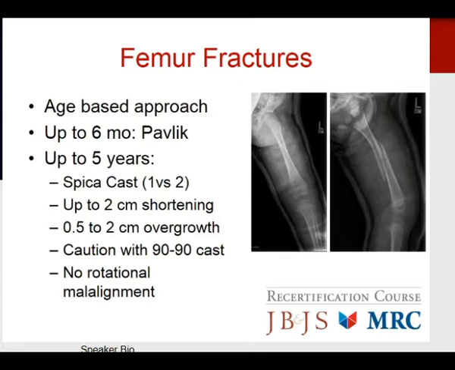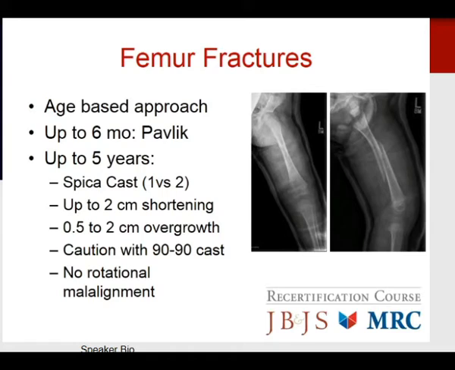Recent studies have shown that the single leg spica cast may be just as effective, but may improve the ability of the parent or the caregiver to take care of the child, with the example of a better ability to place them in a car seat. You can allow up to 2 centimeters of shortening. This is because femur fractures typically happen to have between 1/2 and 2 centimeters of overgrowth after healing.